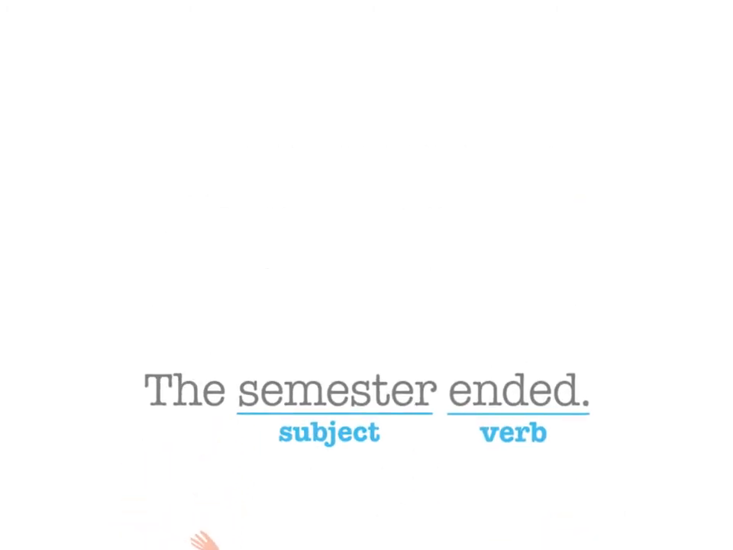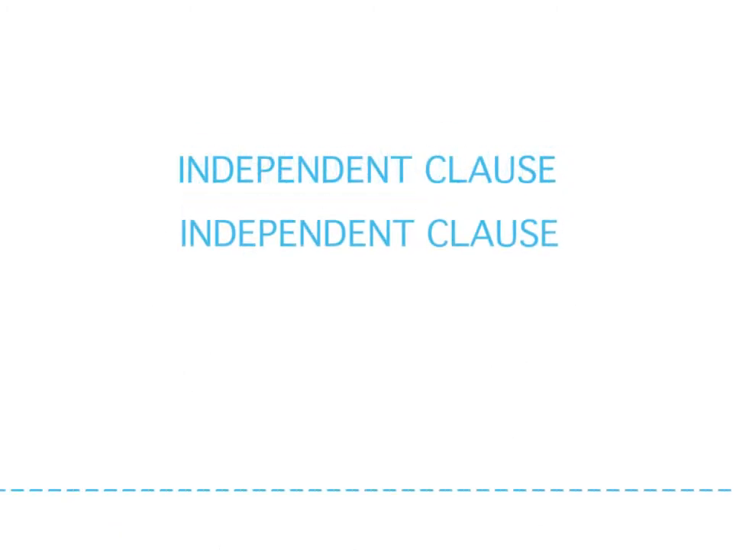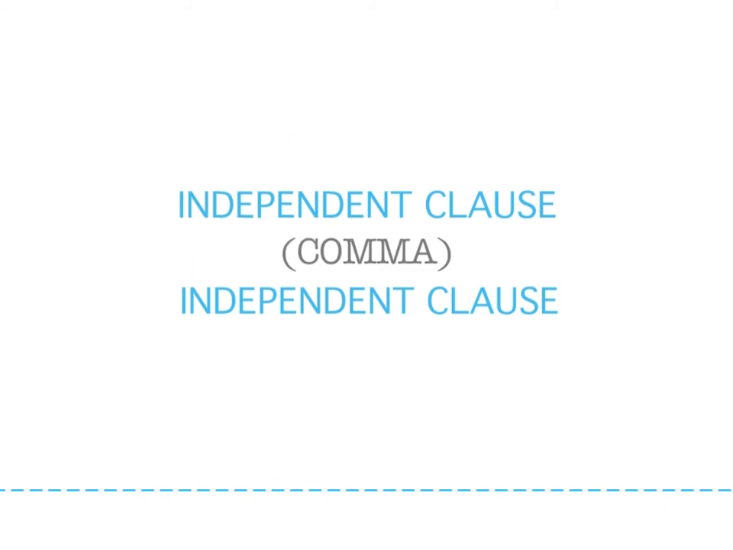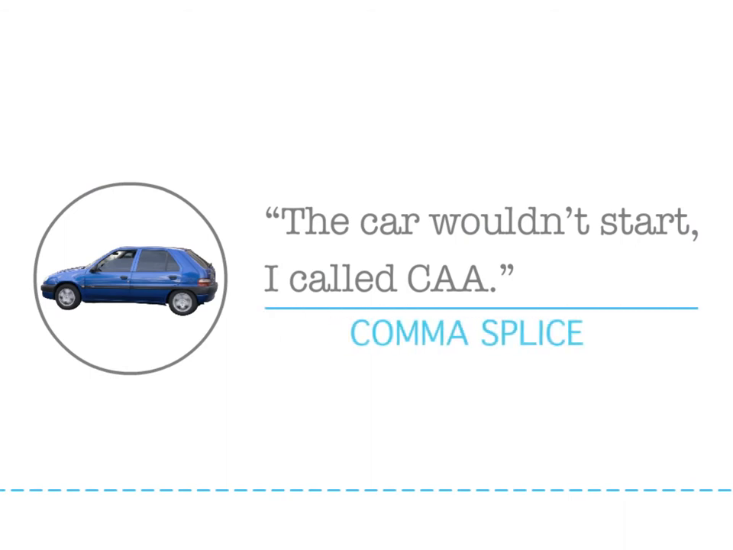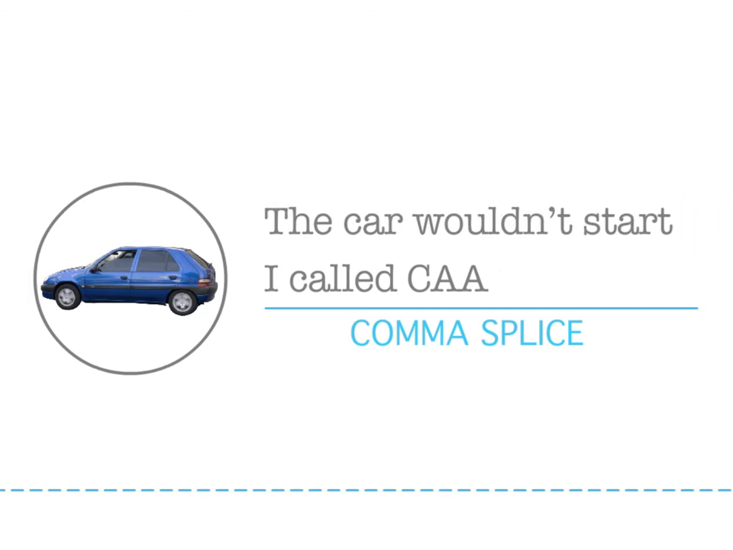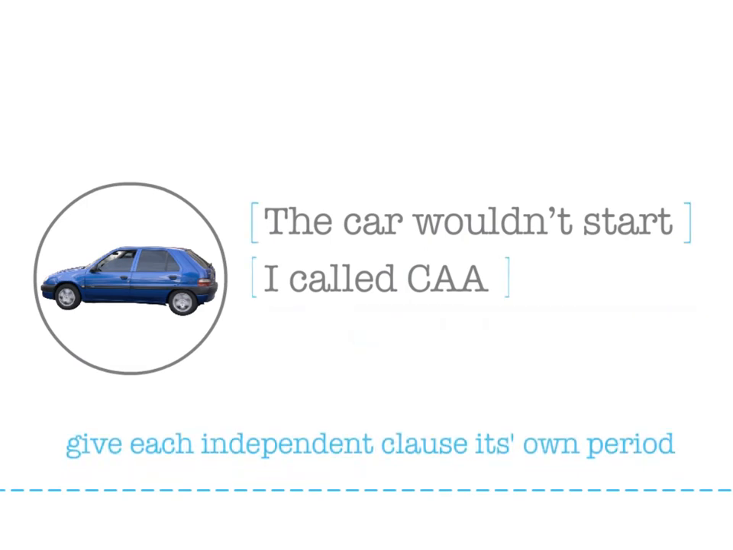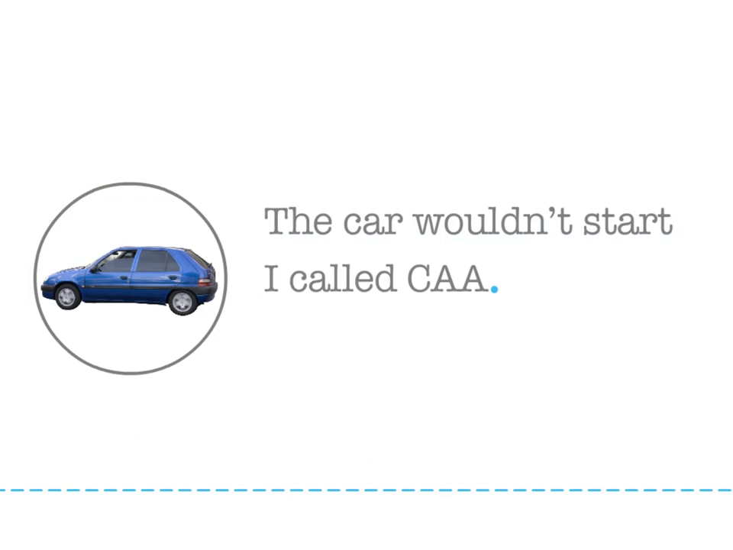The semester ended. If we have two independent clauses separated by a comma, the car wouldn't start, I called C.A.A., we are left with what is called a comma splice. A comma is not strong enough to separate two independent clauses. The easiest way to correct this is to give each independent clause its own period. The car wouldn't start. I called C.A.A.